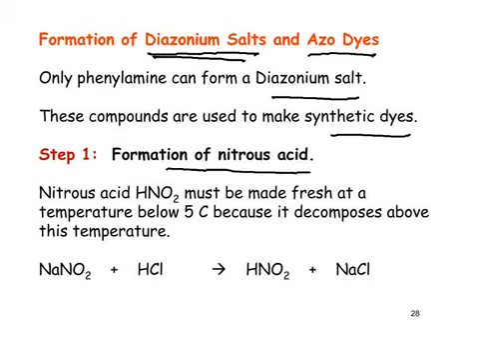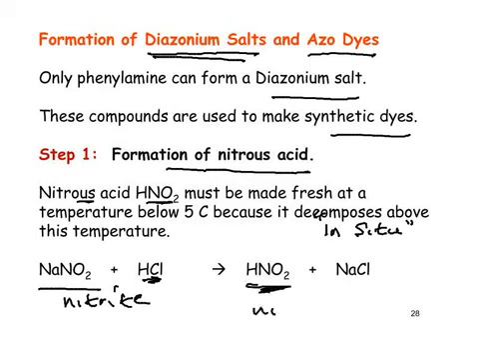First of all, the formation of the diazonium salt. We use nitrous, not nitric, but nitrous acid. But nitrous acid is unstable, and it needs to be made in situ. In other words, react it and make it there and then, where and when you need it. It's made by the reaction of sodium nitrite with hydrochloric acid, concentrated or moderately concentrated hydrochloric acid, and it forms nitrous acid, not nitric, nitrous acid, and sodium chloride.